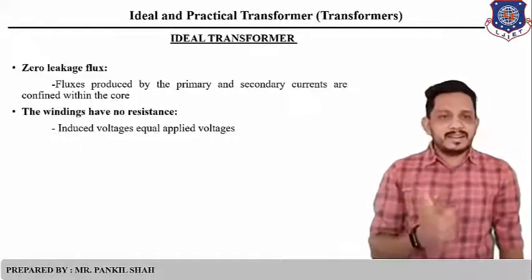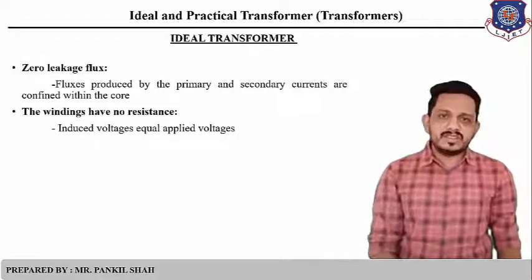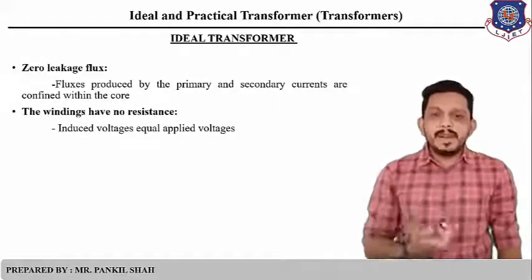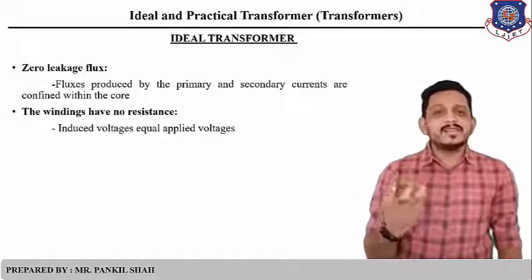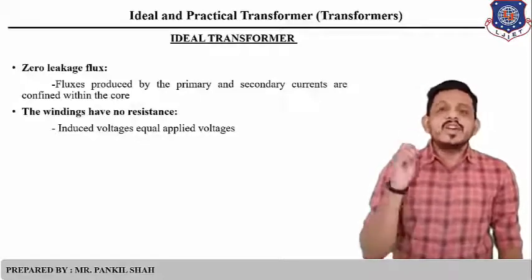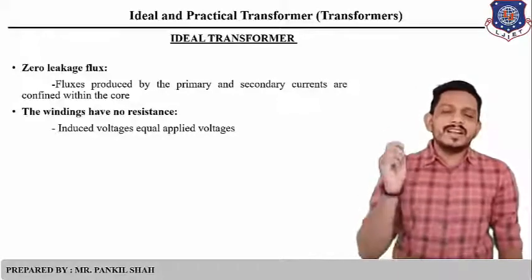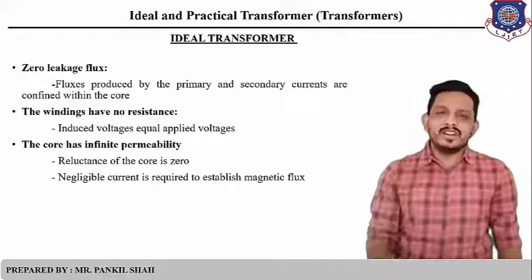The second important characteristic is that the windings have no resistance. Winding is made up of copper wire, and we know that copper wire has some resistance. But here we are assuming that there is no resistance in both the windings. That's why it is known as an ideal transformer.